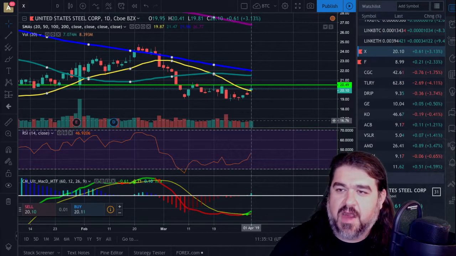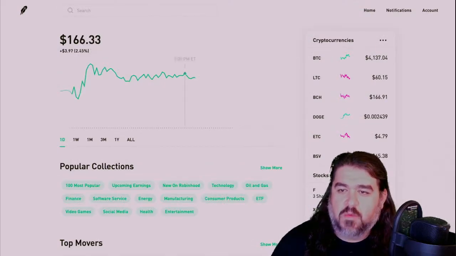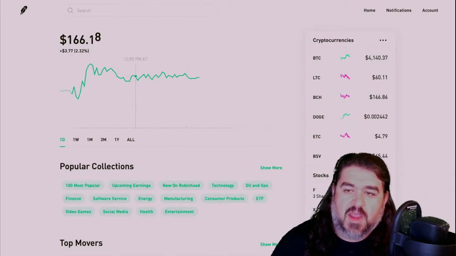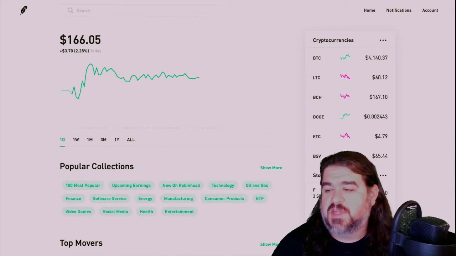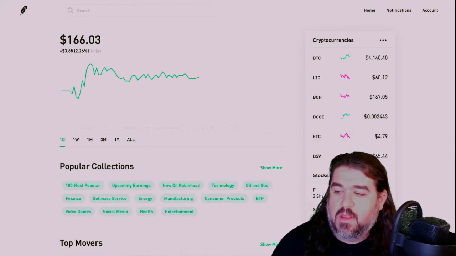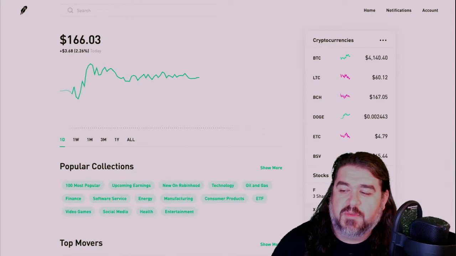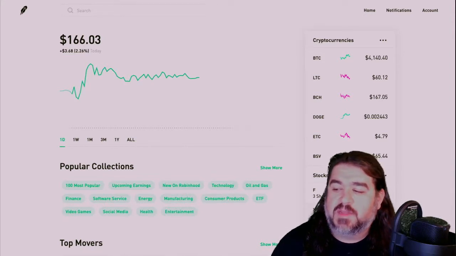Actually, let's pop over to my Robinhood account for a second. Right now, between United States Steel and Ford, I am up 2.28% today. It was a little bit higher. I was up over $5 earlier, but it's corrected a little bit.